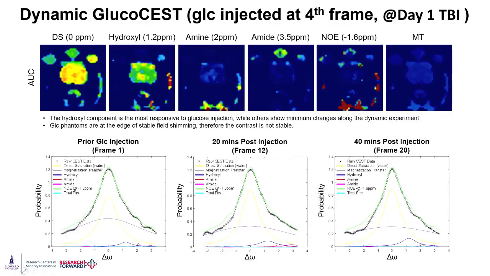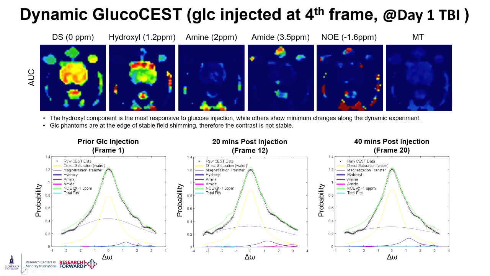We then performed a dynamic experiment in which we injected 1 cc of D-glucose at a concentration of 0.5 gram per kilogram through the tail vein catheter. You can see the CEST contrast react the most at 1.2 ppm, which is from the hydroxyl groups of the injected glucose. The figure at the bottom shows the fitting profile at specific times relative to the injection in the cortex. It is very clear that the brain is reacting to the timing of glucose injection to show the dynamic profiles of glucose utilization in vivo.